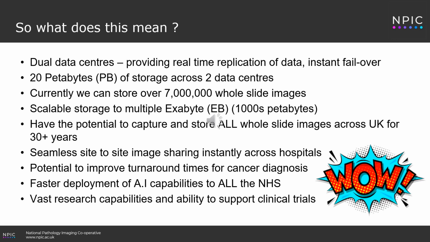So what does this mean? Dual data centers provide real-time replication of data and instant failover. There's 20 petabytes of storage across 2 data centers. And currently we can store over 7 million whole slide images. The infrastructure is scalable, and so is the storage, and we can have multiple exabyte levels of storage available. And just for those of you who haven't heard of an exabyte of storage, that's 1,000 petabytes.